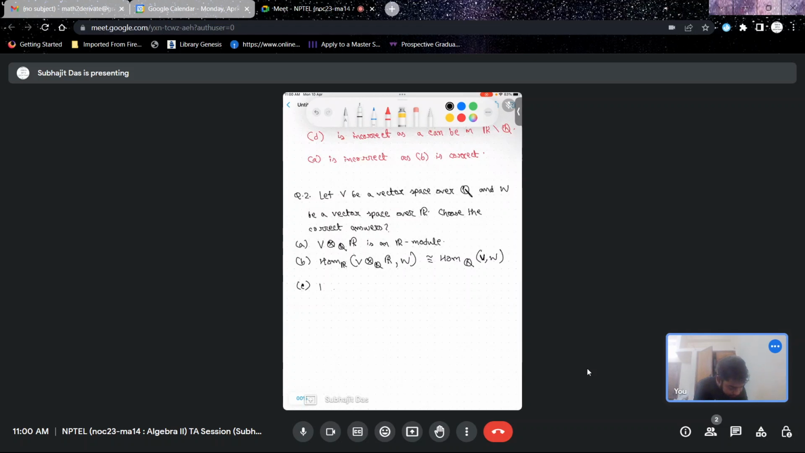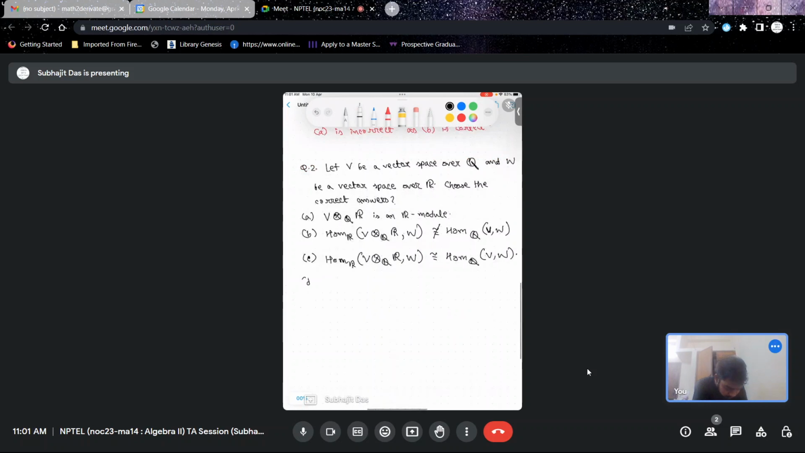Option C says that Hom_R(V tensored over Q with R, W) is isomorphic to Hom. Oh, okay, so option B was not isomorphic. Option C is they are isomorphic. And option D says V tensored over Q with R is isomorphic to V. Okay, so let us solve this problem.